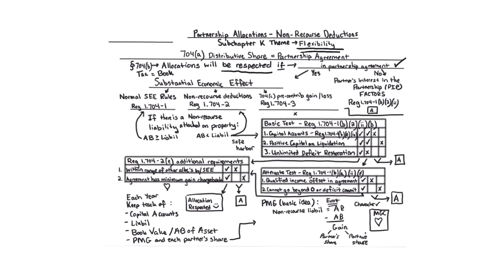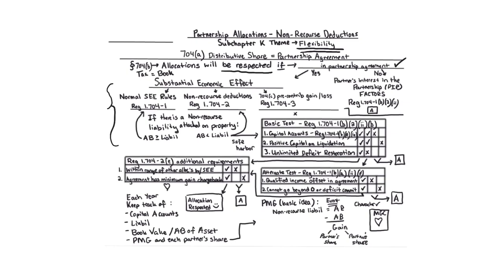Okay, if it's in the partnership agreement, it also has to have substantial economic effect. So now we come to a fork in the road, because in this problem, you're going to see that some years, well, specifically 1 year, it's going to be the normal substantial economic effect rules under Reg 1.704-1. How do we know which rules apply?